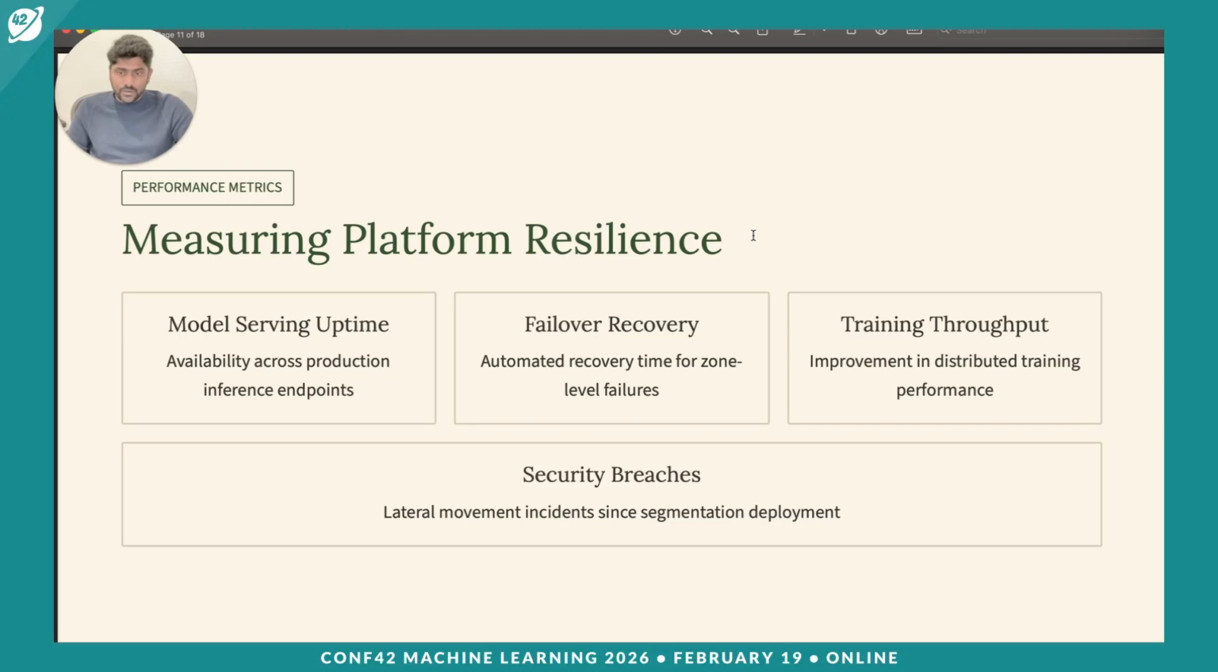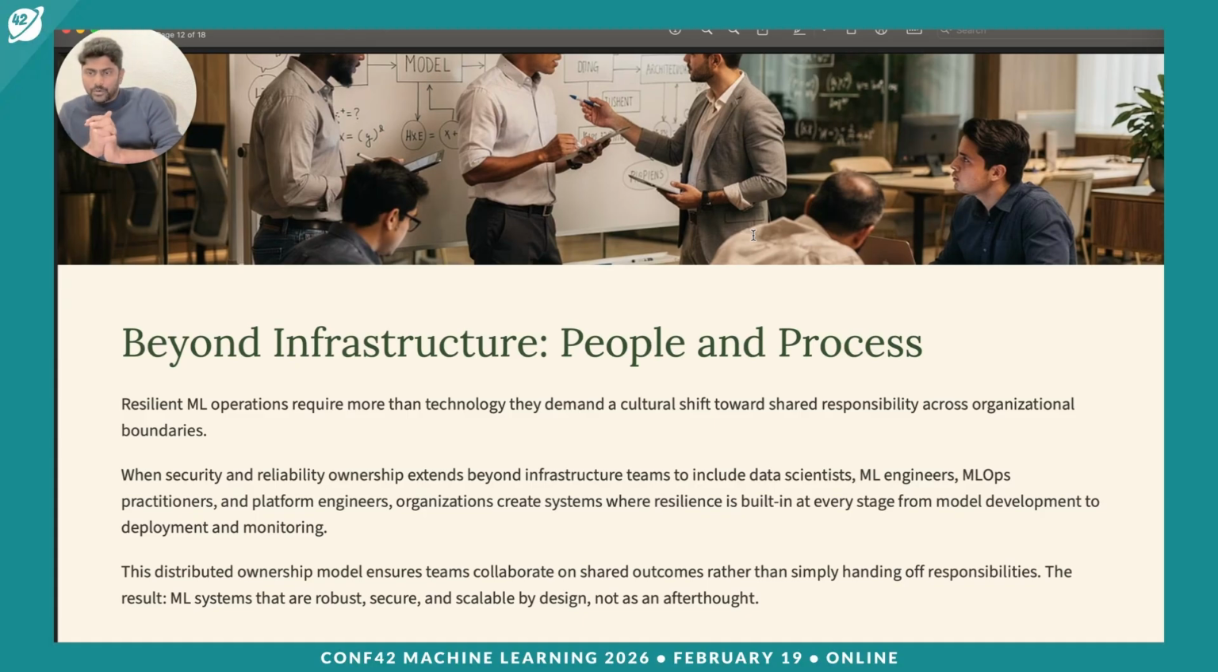And if there are any security breaches, right, lateral movement incidents and segmentation effectiveness. These are all must-haves to consider. And training throughput, improvement in distributed training performance, all these things are a must for measuring platform resiliency. And every organization will have its own benchmarking and SLAs, so it has to be planned accordingly while defining performance metrics. Now let's talk about people and process.